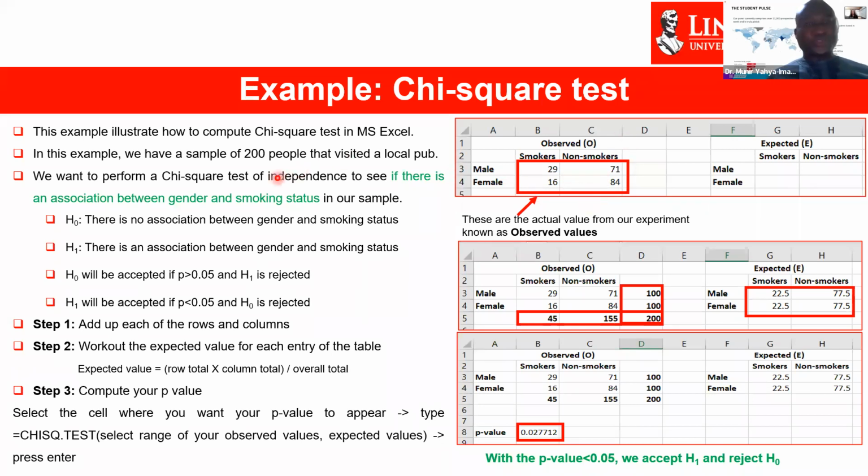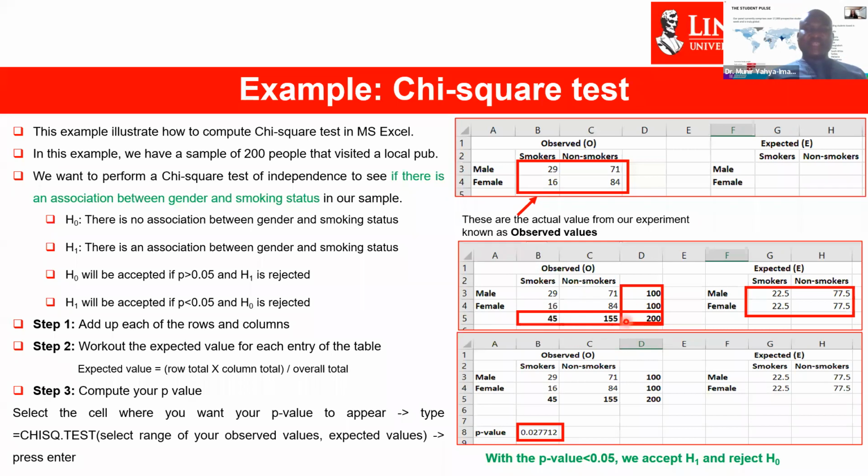But in order for you to be able to compute your chi-square, in order to investigate this hypothesis, you need to compute your expected values. So we have the same table like this: smoker, non-smoker, male, female. How do we compute this? Before then, we need to add up the rows and the columns of these values. So we add up this and put the result here, we add up this and put the result here, and so on. So we are going to have something like this.